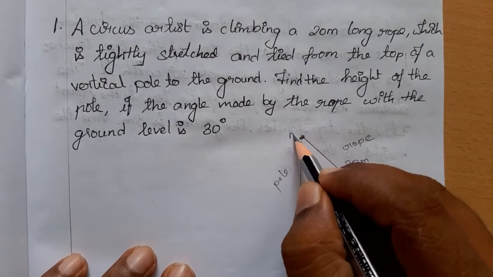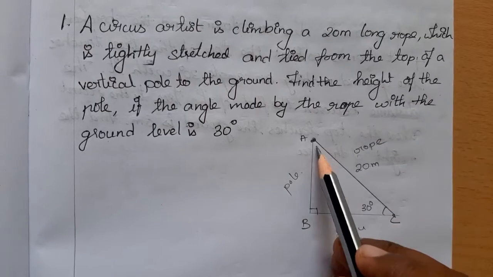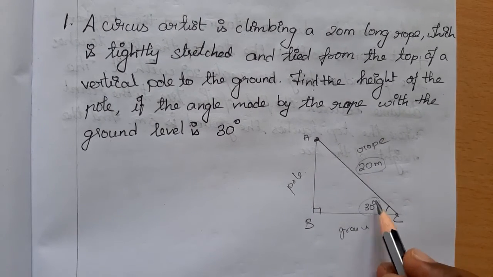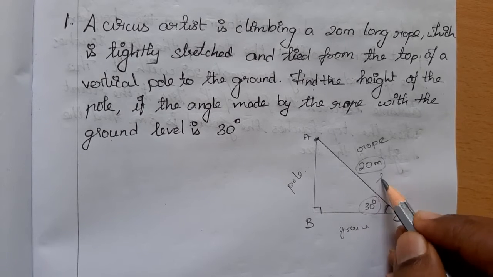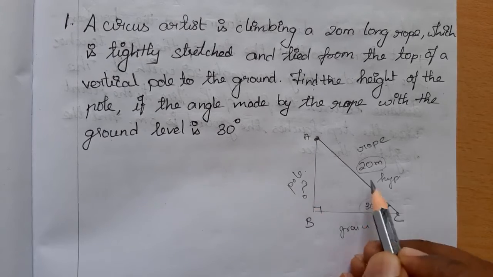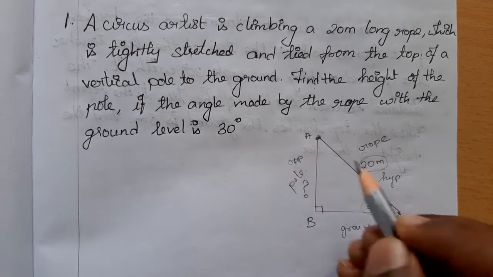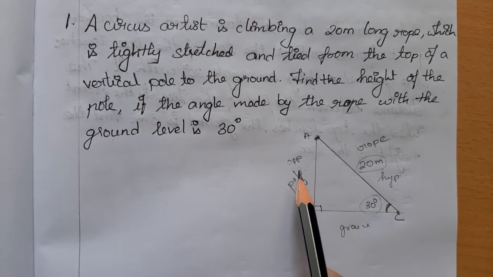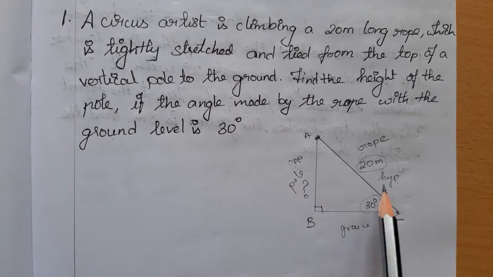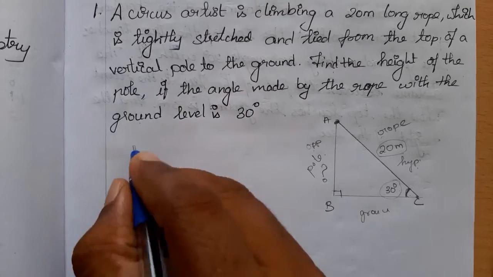So then we can find what we need: the height of the pole. So this height we need. We know one of the sides and one of the angles, so we'll choose this angle. This is the hypotenuse, and we need this pole height, right? This is the opposite side to this theta. Which ratio connects the opposite and hypotenuse with this angle? Sine, right? So sine theta is equal to opposite by hypotenuse. That's it. So first we have to define.